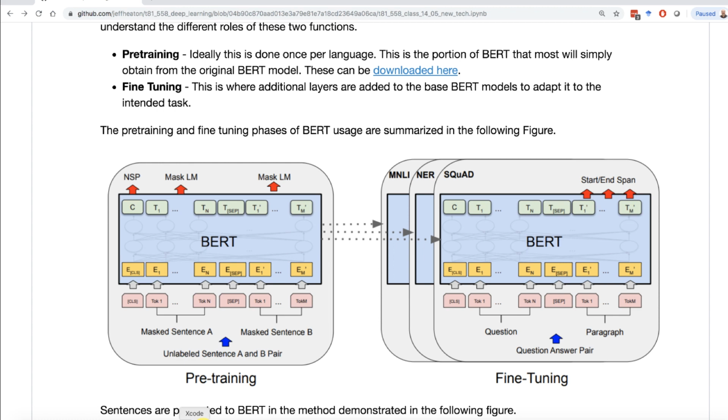So here we're training it on two things, really. We're training it on: can it fill in data between two sentences, and can it fill in missing words in a sentence? This is the pre-training. This was done by Google, and you can simply download the pre-training here. Fine-tuning is when you take this pre-training, which hopefully only has to be done once per language, and you fine-tune it to a specific task, like MNLI, NER, and SQuAD, all these different evaluation tasks that it has.